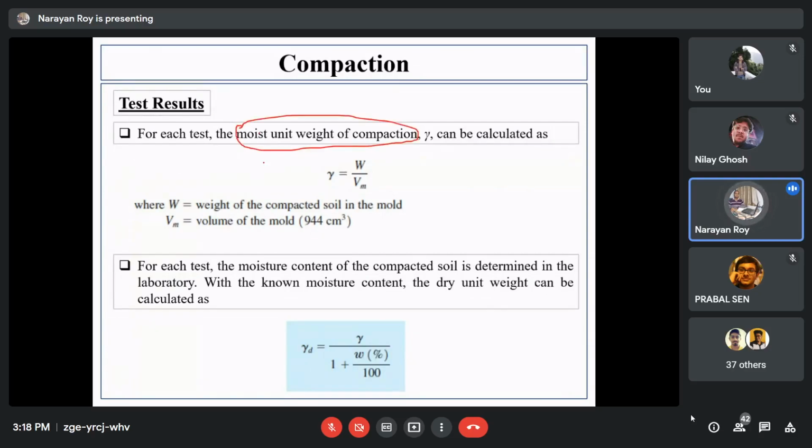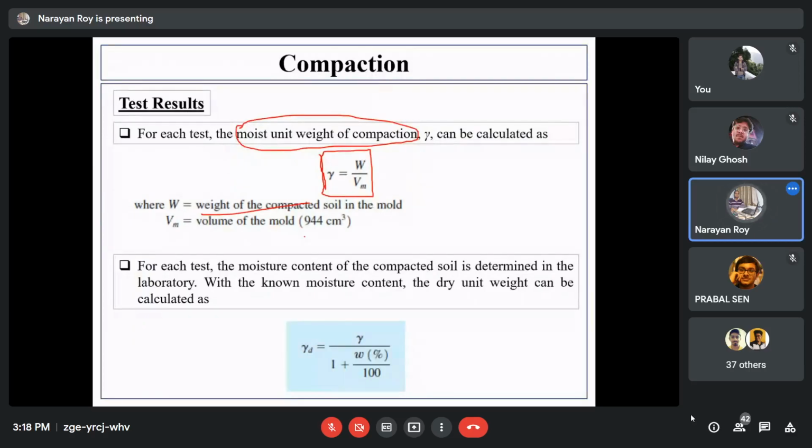So how can we find out the moist unit weight of compaction? Gamma equals W by Vm. W is the weight of the compacted soil in the mold, and Vm is the volume of the mold. That is a standard volume, 944 centimeter cube. So this way you can get the moist unit weight.